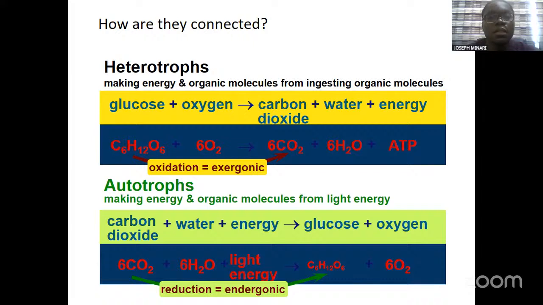This is referred to as the process whereby ATP is produced. Heterotroph organisms actually use this pathway. We also have the autotrophs, which convert carbon dioxide plus water and energy to give glucose and oxygen.